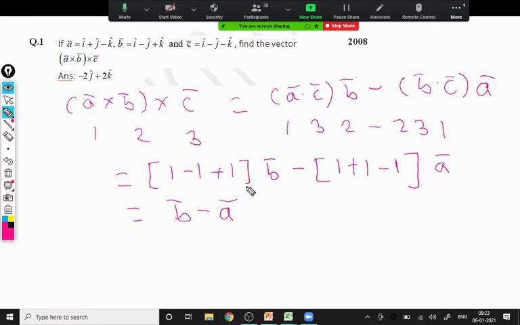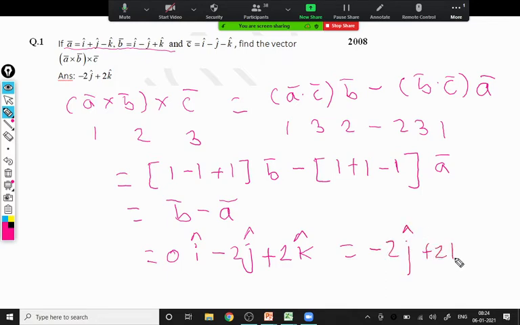Is that clear? So obviously we are left with B bar minus A bar only. Now you just have to do a subtraction: subtract A bar from B bar. So i minus i, that is 0 i. Then here you will have minus j, that is minus 2j. And the last, k plus k, that is 2k. So minus 2j plus 2k is the answer. Any doubt here?